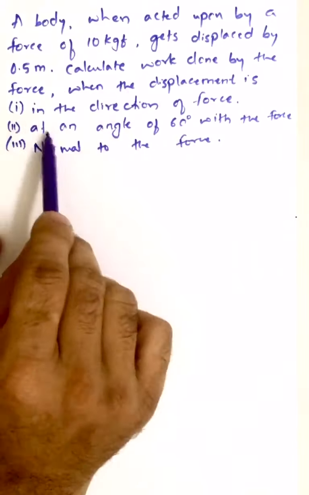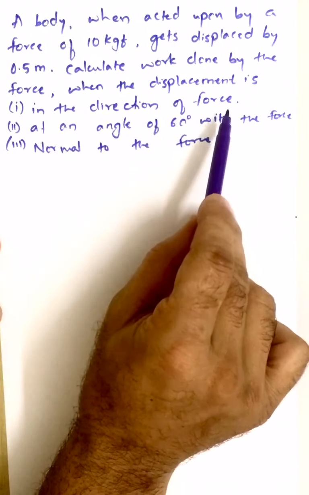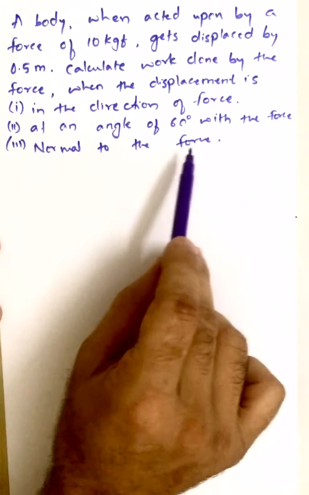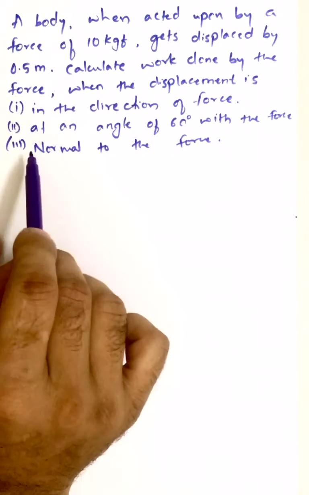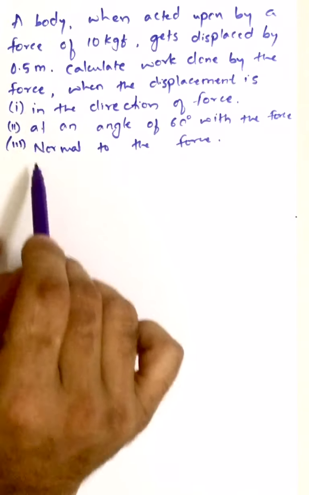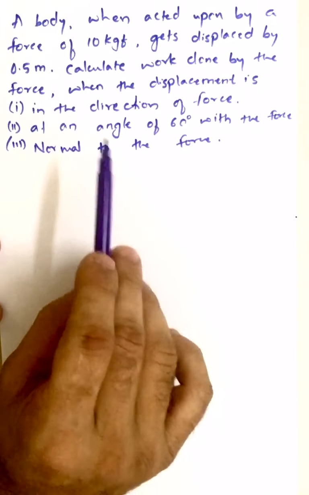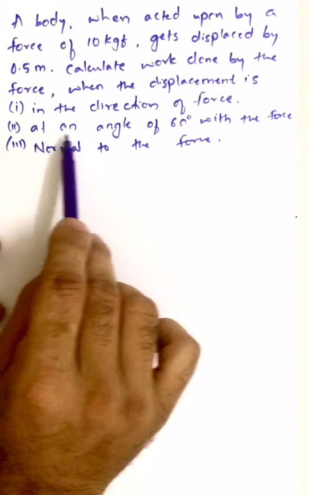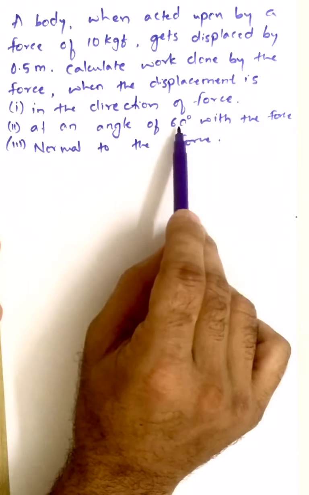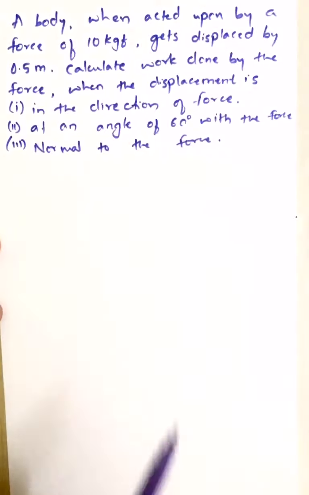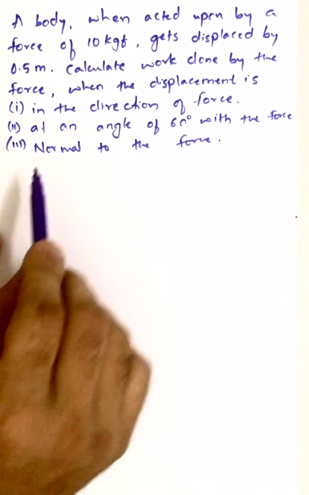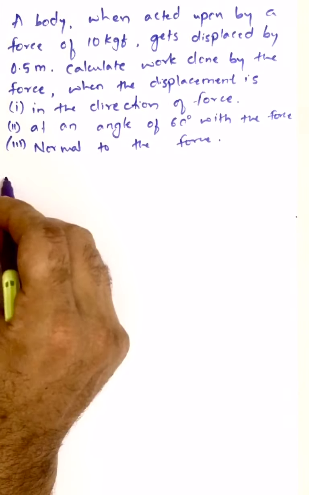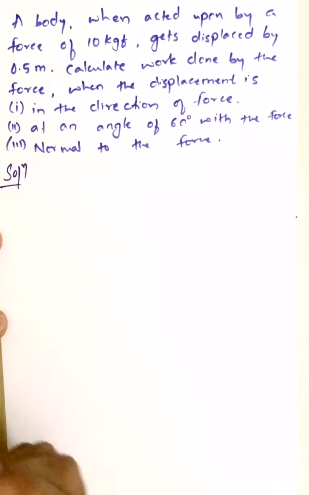The displacement is in the direction of the force, at an angle 60 degree with the force, and normal to the force. So these three questions are nothing but the cases which we have discussed. In the direction of the force, we have discussed this, case 1. At an angle 60 degree with the force, I have explained to you in expression of work, and normal to the force, this is case 3. So, solution. Let us write the given things.